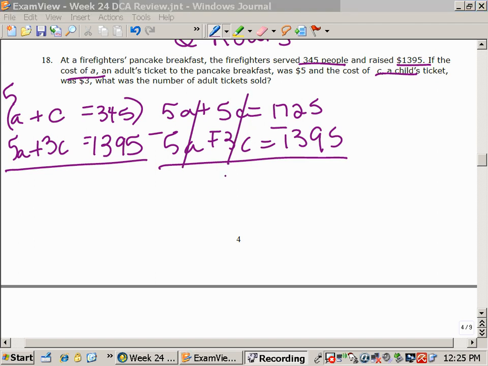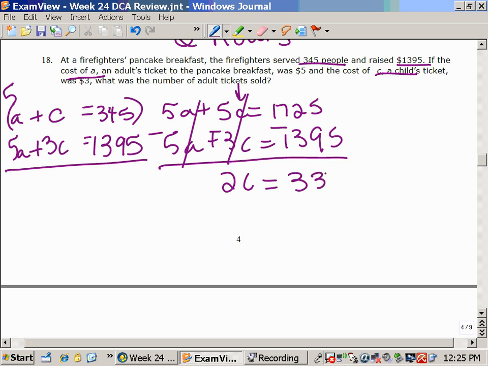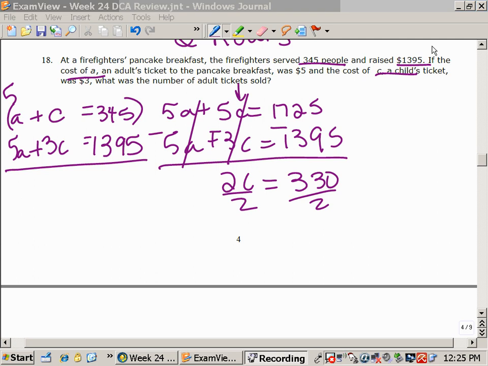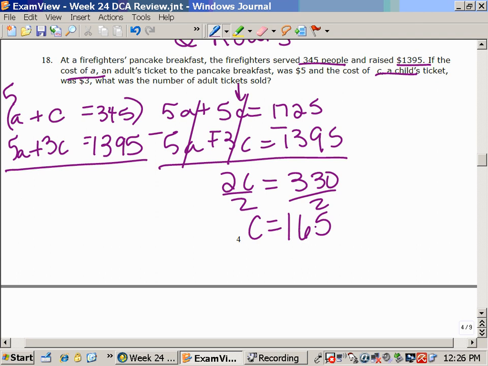Whoa, hello. This is 2c. This does not cancel. What are you thinking? This is 2c, and that's equal to 330. Divide both sides by 2. And I get the number of children is 165.